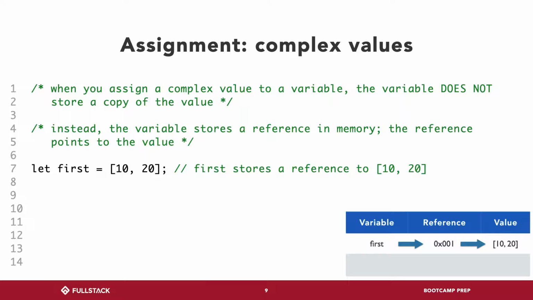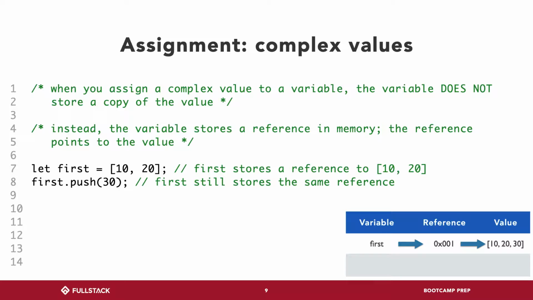So the variable first is pointing to this reference, 0x001. Usually when you see a 0x0 thing, that's an address to some point in a computer's memory. So don't be weirded out by this number. Just think of this as the address, okay? First is actually pointing to that address. The address is pointing to the value, okay?